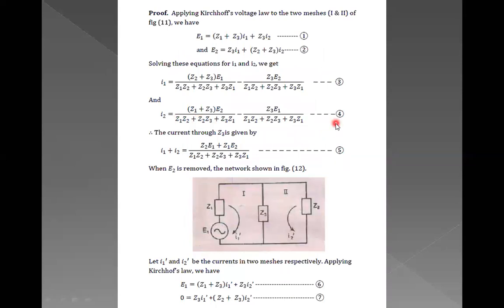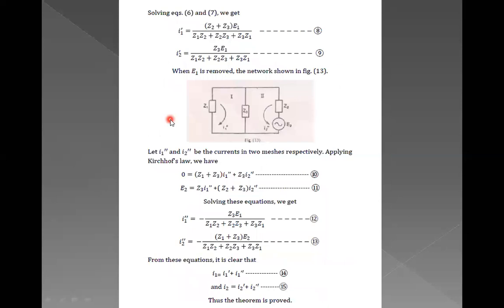This was equation 4, and equation 4 was nothing but I2. So if you add up equation 9, which is I2 dash, and equation 13, I2 double dash, then I2 dash plus I2 double dash is nothing but, as you can see in equation number 15, I2. So what we got is I1 is equal to I1 dash plus I1 double dash, and I2 is nothing but I2 dash plus I2 double dash.